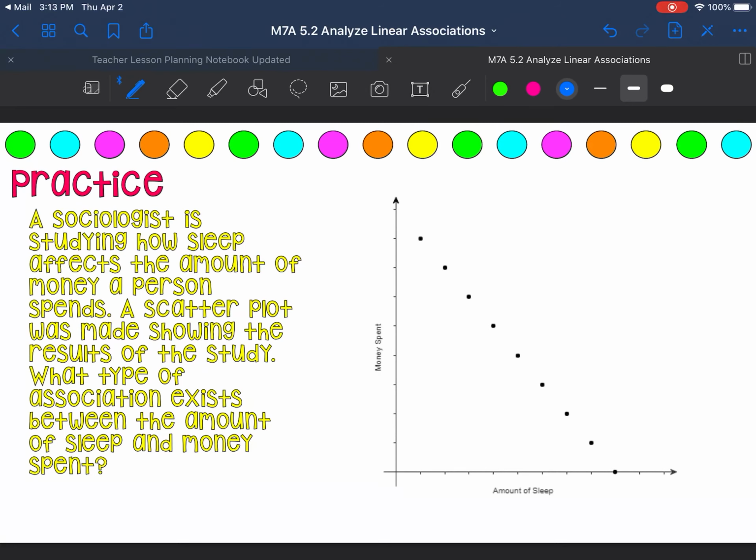All right, so let's draw that trend line. So I'm going to come here. My trend line's going to be right about here. What kind of trend line is that? Is it positive, negative, or no association? It would be negative.